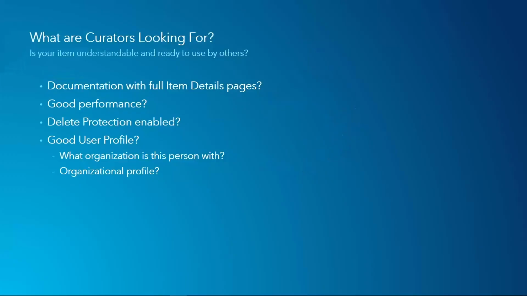Alrighty, so what are our curators looking for? Mostly, is your item understandable and ready to be used by others? Is there documentation on that details page of what this data is and where it came from and who owns it? Does it perform well? If you're hosting it on your own infrastructure, is that performing well enough? If you've published it to ArcGIS Online, we know it can be scalable there, but there's still some performance improvements that might be able to be made. Is delete protection enabled? We definitely don't want people deleting content that's in the Living Atlas by accident, so make sure that's turned on.